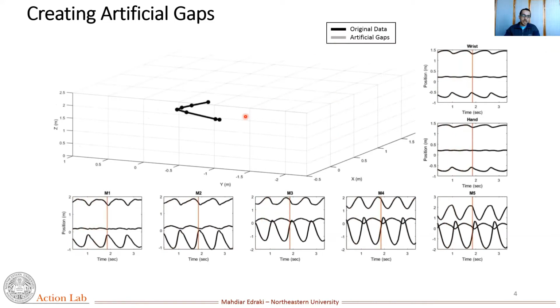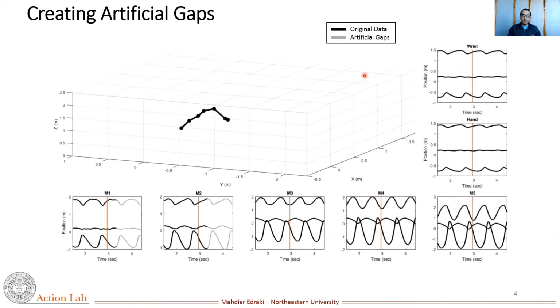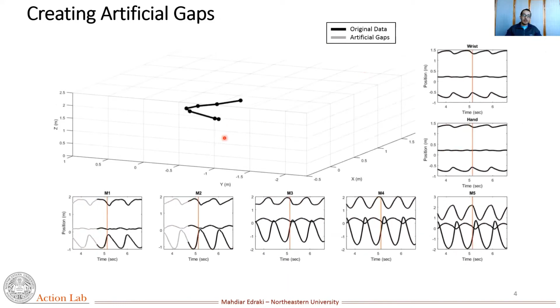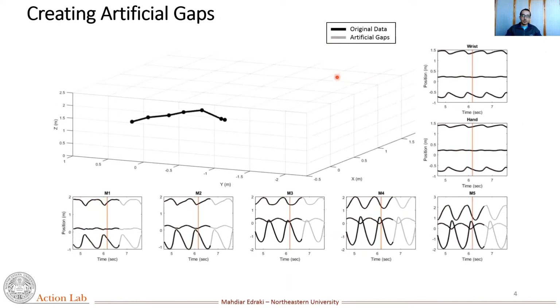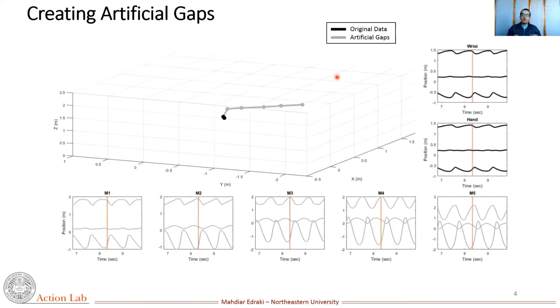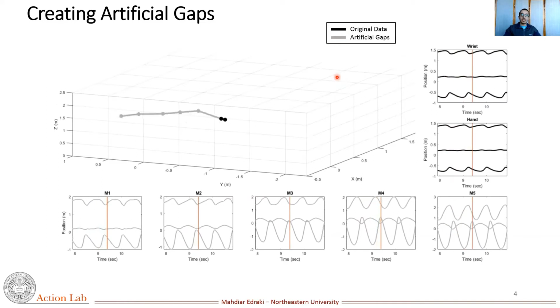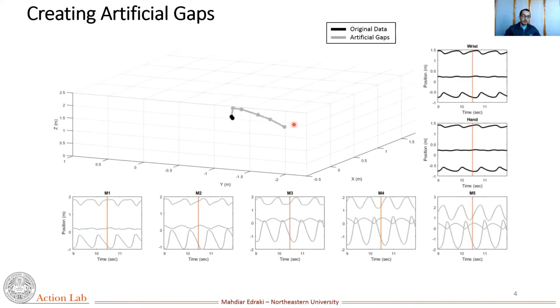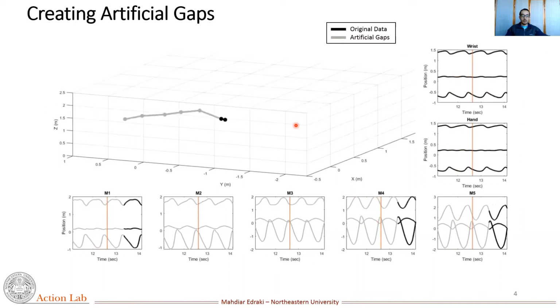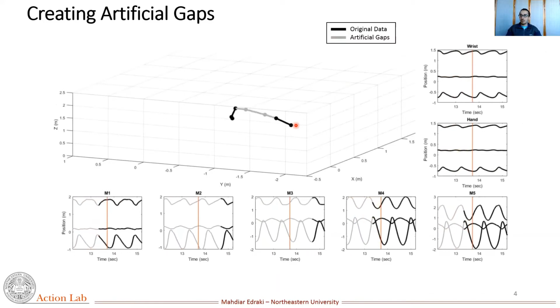Black data points correspond to marker position data that are known to us and to the algorithms. However, the gray data points correspond to the parts of the markers in the data set that are missing for the algorithms to fill. Here, for example, we are pretending as if we don't have any information about the markers of the whip, and the algorithm has to estimate where those markers are.